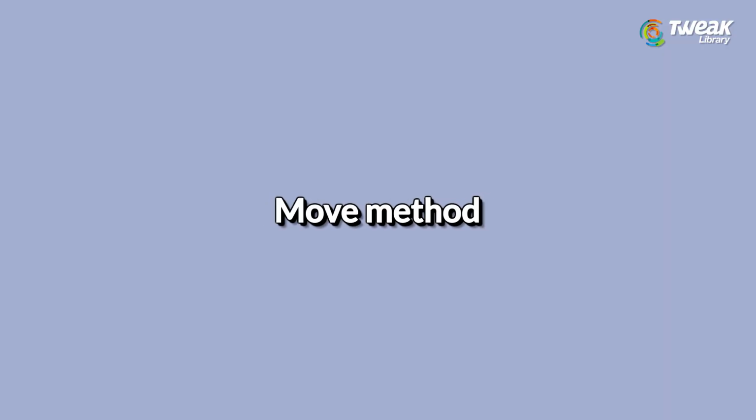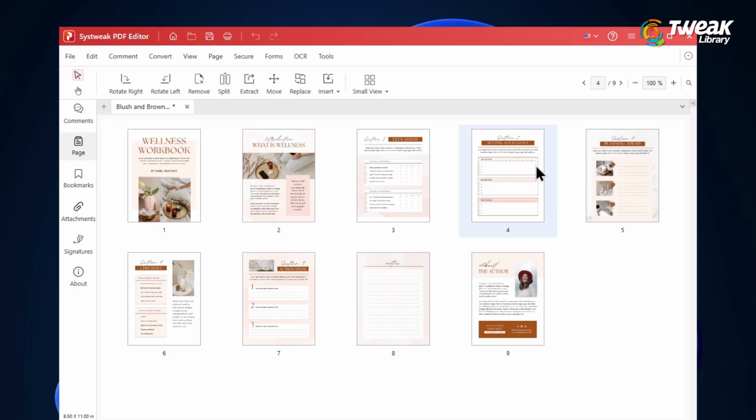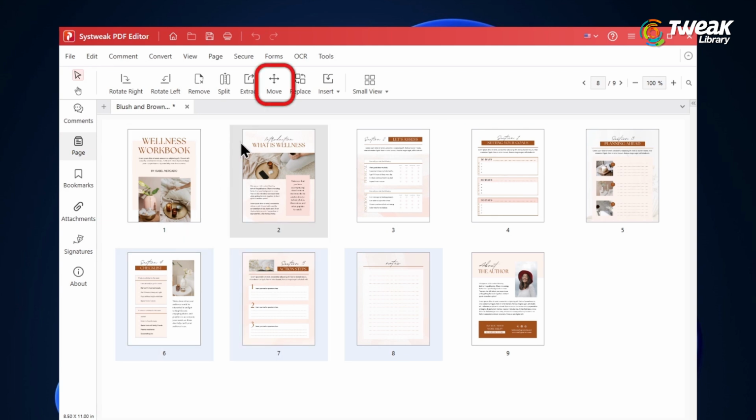This is the quickest way to rearrange pages in any order you like. Now let's look at the move method for more precise control. Make sure you are still in the page menu. Select the page or pages you want to move. Click on the move button at the top.